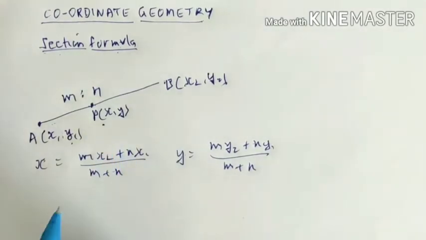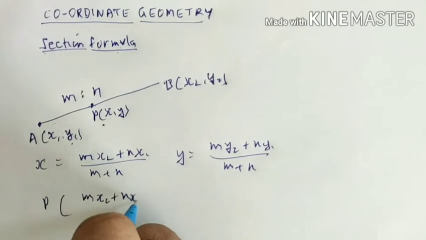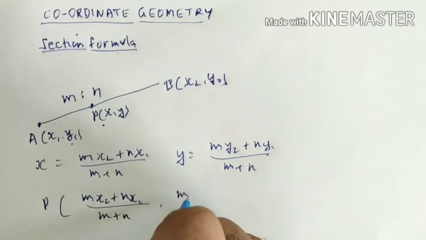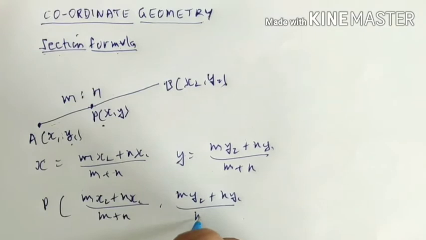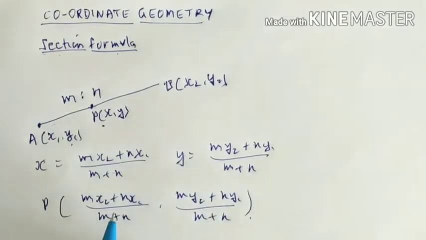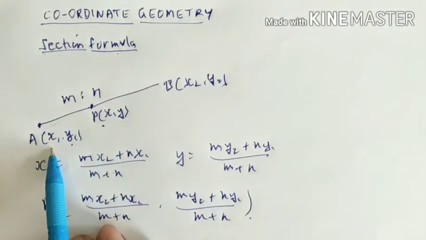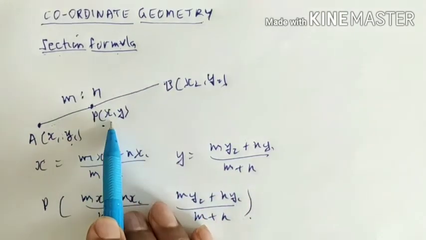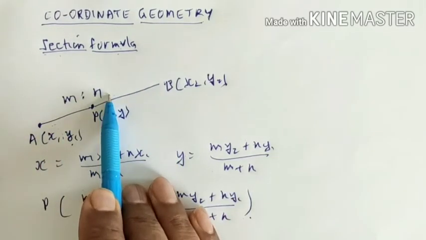Or we can say that the coordinates of point P are mx2 plus nx1 upon m plus n, comma my2 plus ny1 upon m plus n. So simple formula. Again I am repeating. See, segment AB, coordinates of point A x1 y1, coordinates of point B x2 y2. We want to find coordinates of point P x comma y. This point P is dividing the segment AB in the ratio m:n.